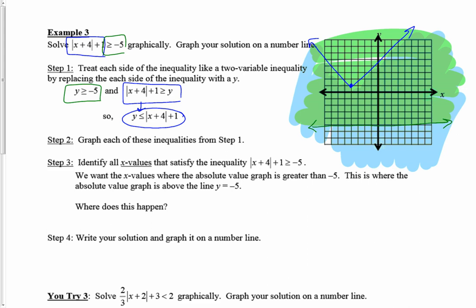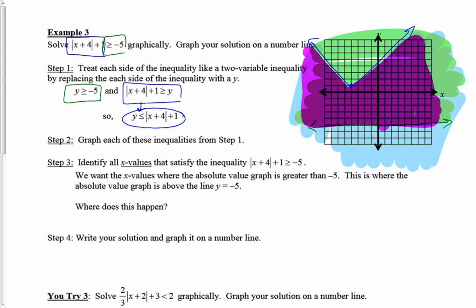And what's happening with my overlap? My overlap is technically all of this stuff in here. So where does my overlapping region go? Well, if I wanted to describe all of those x values, this is happening everywhere. Okay, this original problem is asking when is the V above, because it's greater than or equal to, the horizontal line. Well, the V was above the horizontal line everywhere, and it should make sense. When is the absolute value graph greater than or equal to -5?